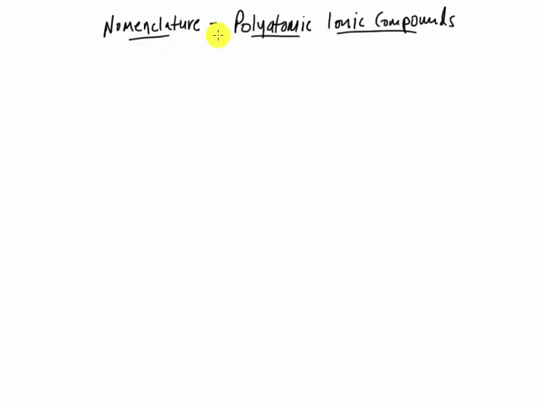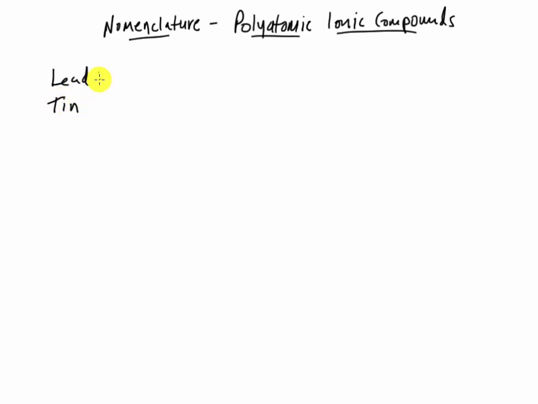Okay, hello everybody. In this lesson I'm going to talk about polyatomic ionic compounds. So these are ionic compounds that have polyatomic ions in them. Hopefully at this point you've got your polyatomic ions memorized because you're going to start using them a lot in this section. Before we do that, I just want to mention one thing, which is about lead and tin.